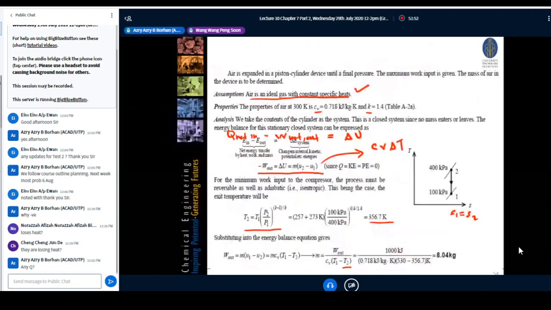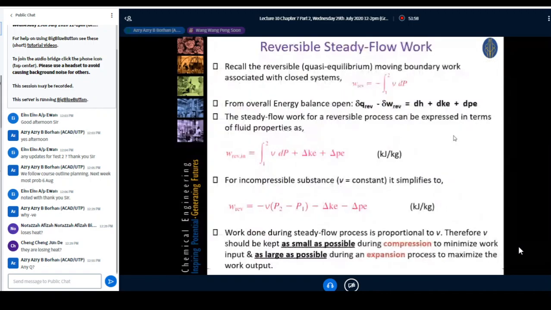Okay, any other question? Right. Another 5 minutes. Let me finish this on the reversible steady flow work, and then we take a 5 minute break. Right, guys.